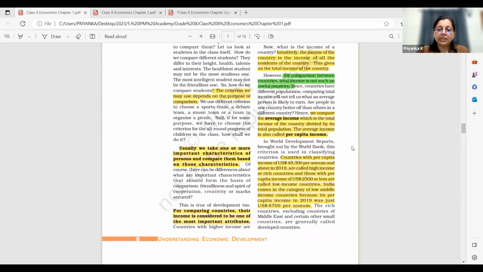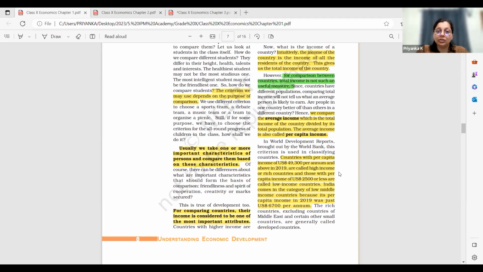So countries with per capita income, as per the global index, of $49,300 per annum and above, as per the 2019 index. If you look at the charts, every country which has earned a per capita income of above $49,300 is categorized into high income or rich countries, which includes countries like USA, UK, Germany, etc. And countries which have a per capita income of $2,500 or less are called low income countries.